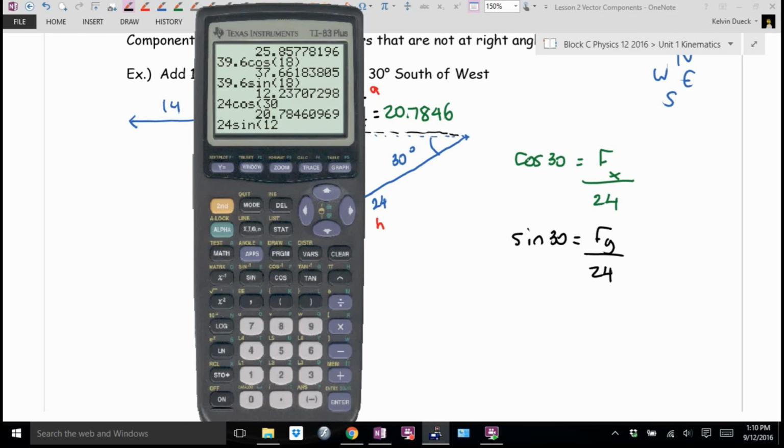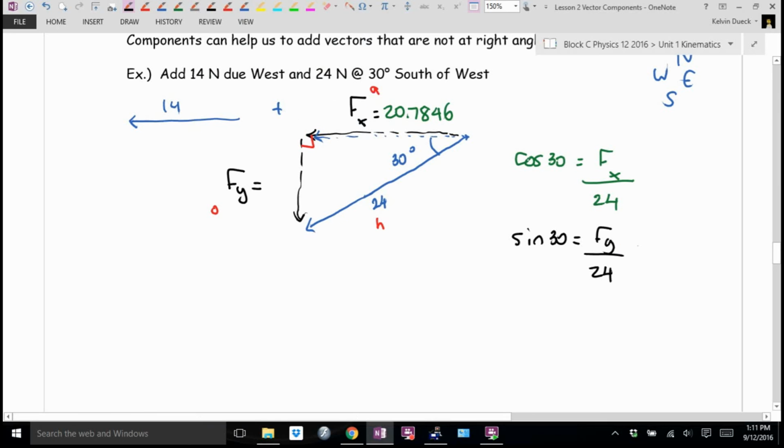This works out evenly, I think, yes? Oh, sorry, sine 30. It doesn't work out to 12, bang on? I know sine of 30 is 0.5. So this works out to 12.